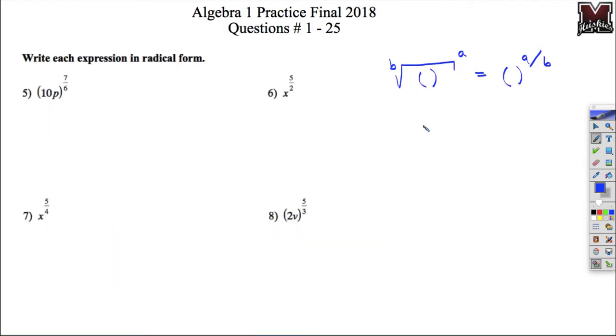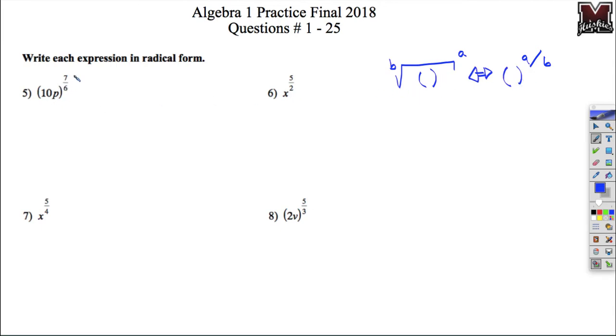All right, moving on to questions 5 through 8. In the last questions, we went this way. We are going from a radical sign and getting rid of it to get to exponential form. Now in these problems, we're going the other way. We're going from this to this. All right, so what do we have here?